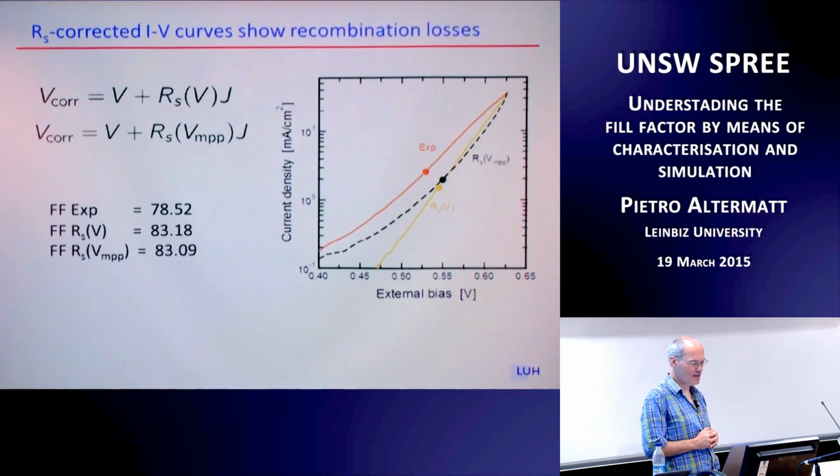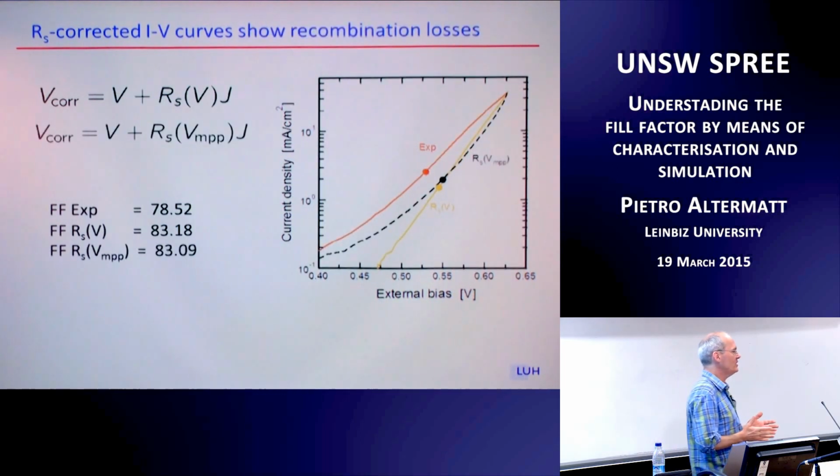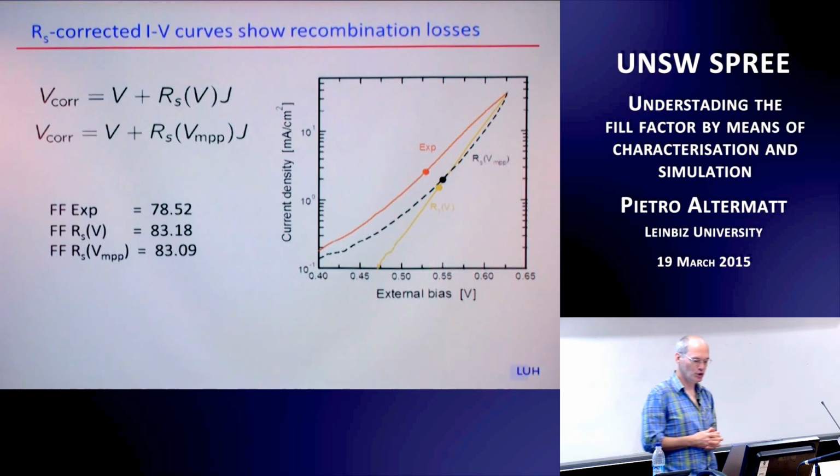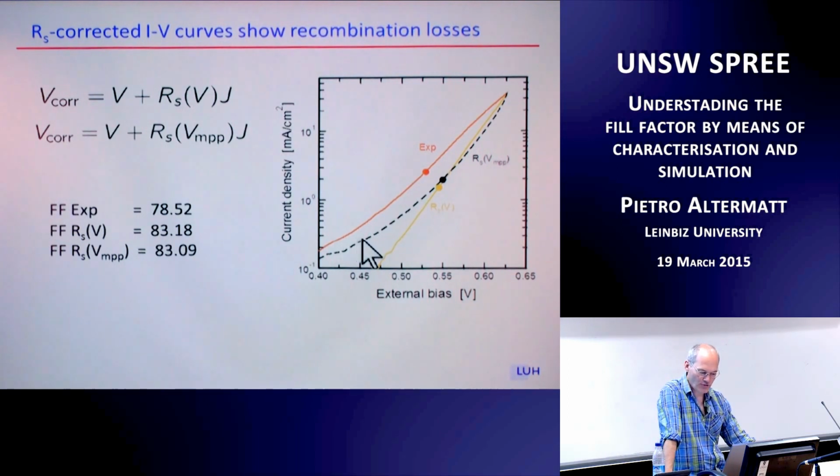Many people just take RS at VMPP. This is kind of a shortcut, but just look at it a bit more closely. The dashed curve is actually the IV curve that was extracted with just a constant RS taken at VMPP. And you see that it doesn't really display exactly what's happening internally in the cell.